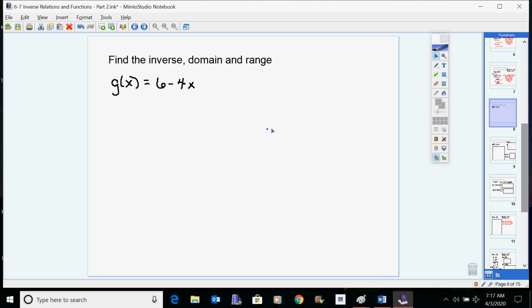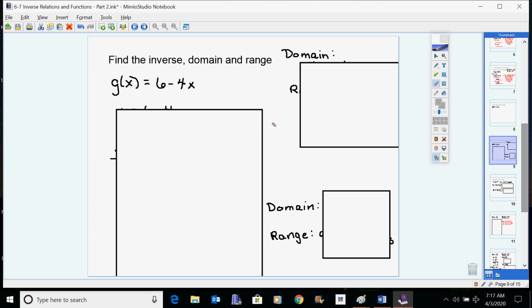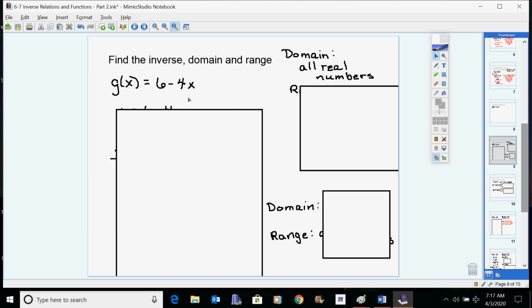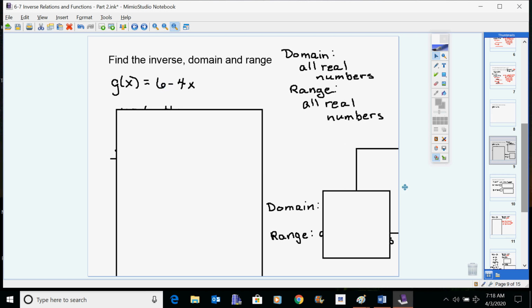All right, we want to find the inverse, the domain, and the range for this. Okay, so let's talk this through. First of all, the domain and the range for this one. Really, there's no square roots, there's no denominators to worry about. So x can be anything, so all real numbers. And so since you've got that infinite number of numbers you're plugging in, if you just take 6 minus 4 times that, you're going to get an answer every single time. So the range is also all real numbers in this.